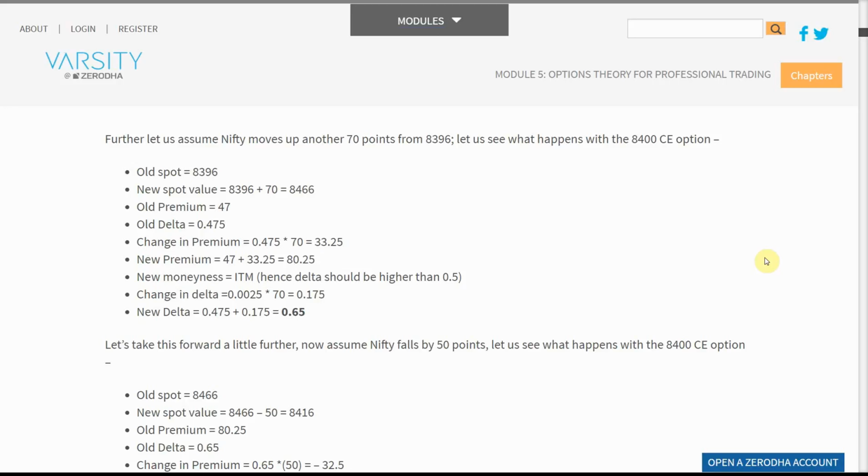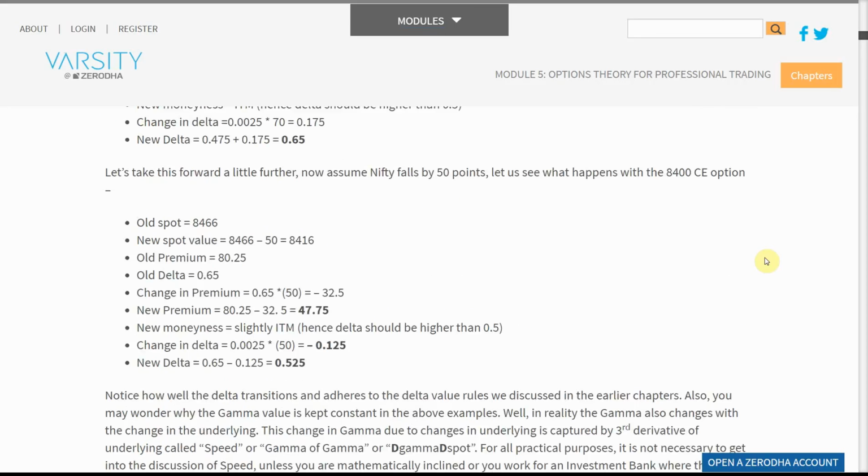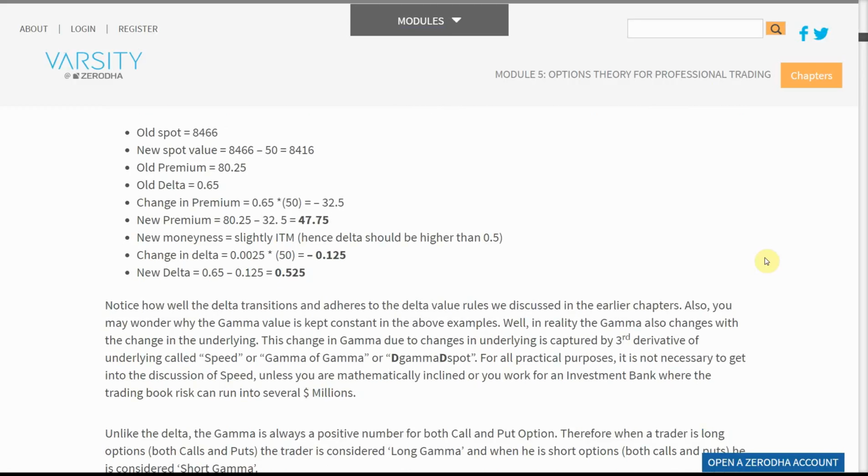Let's take this forward a little further. Now assume Nifty falls by 50 points. Let us see what happens with the 8400 CE option. Old spot equals 8,466. New spot value equals 8,466 minus 50 equals 8,416. Old premium equals 80.25. Old delta equals 0.65. Change in premium equals 0.65 asterisk 50 equals 32.5.